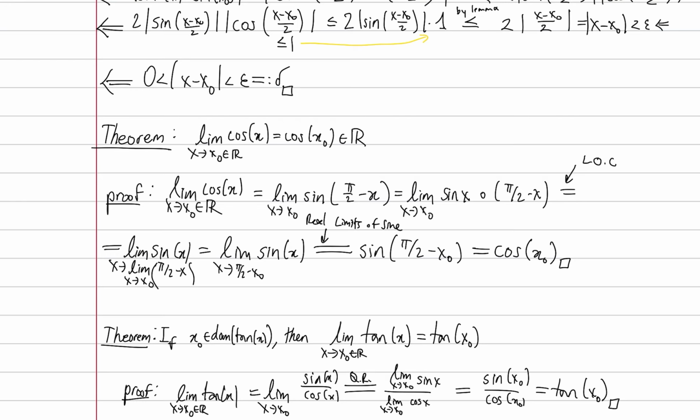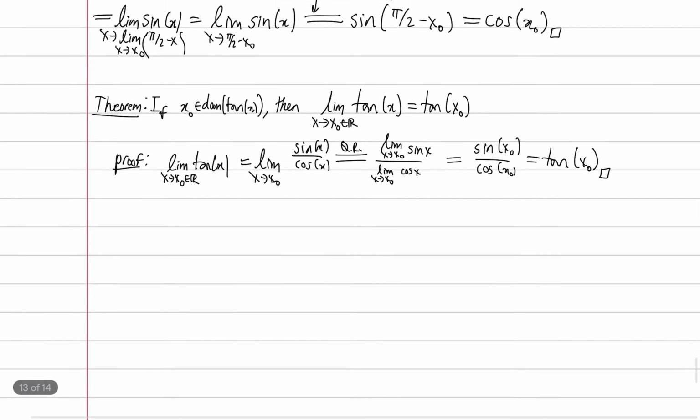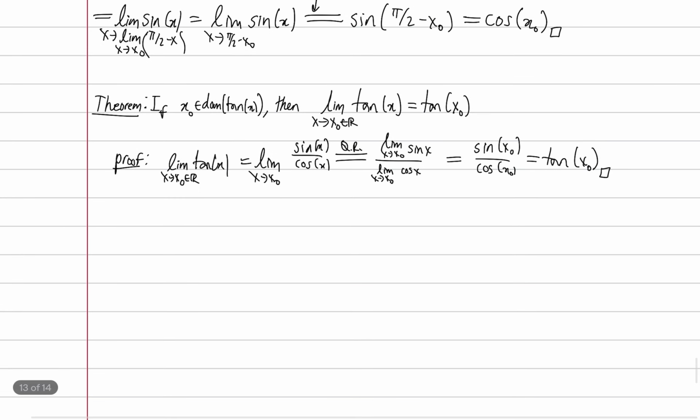That's what we're doing. Final theorem, and that is that if x naught belongs to the domain of tangent, so it's very important that x belongs to the domain of tangent, or in other words, cosine of x naught is not 0, right? Those are the only holes in the domain of tangent. Then the limit as x approaches x naught of tangent, where x naught is a real number, is just tangent of x naught. This proof is really trivial.